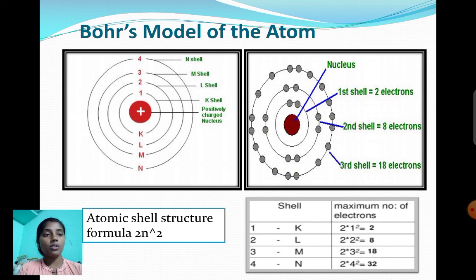Orbits or shells are represented by the letters K, L, M, N. K is the first shell. It can have 2 electrons, and L is the second shell. It has 8 electrons, and M is the third shell. It has 18 electrons, and the N shell has 32 electrons. The maximum number of electrons in a shell is given by the formula 2n squared, where n is the orbit number. So for K it is 2 times 1 squared, where 1 is the orbit number, so we get 2. In this way for L, M, N.